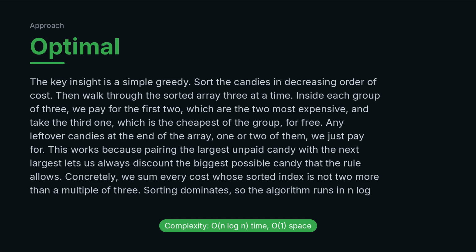This works because pairing the largest unpaid candy with the next largest lets us always discount the biggest possible candy that the rule allows. Concretely, we sum every cost whose sorted index is not 2 more than a multiple of 3. Sorting dominates, so the algorithm runs in n log n time. The complexity here is O(n log n) time O(1) space.